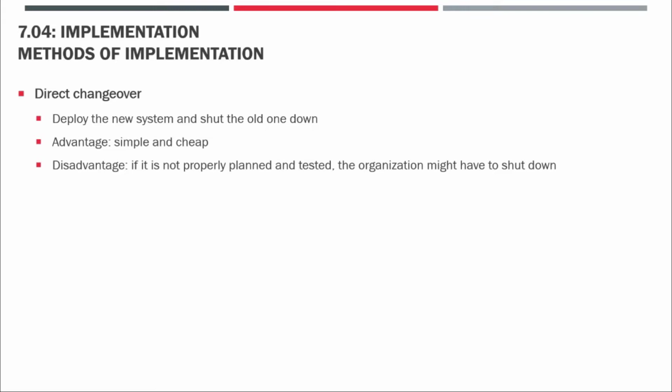What could be an advantage of parallel running two systems at the same time? Miss, if one of the systems fails, the other can be used as backup. Exactly. Yes. What else? If the new system has an issue, the organization's processes will not stop.